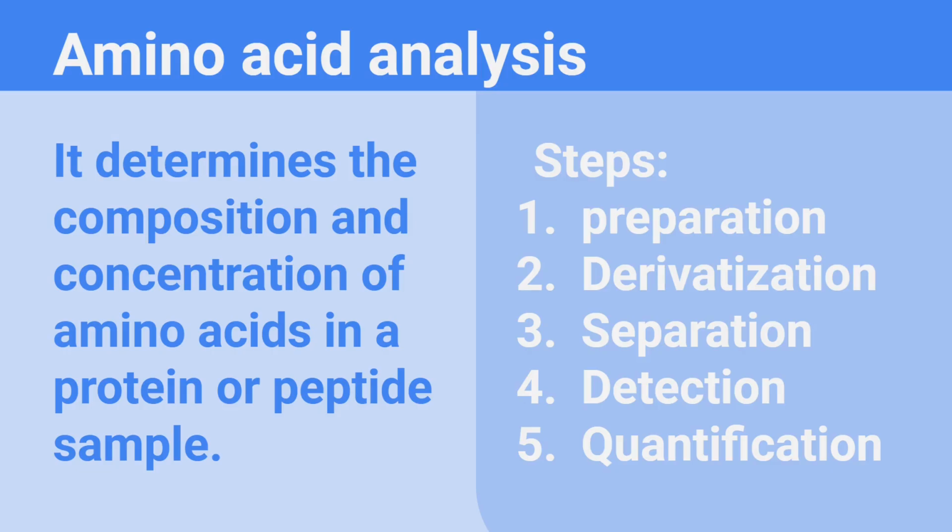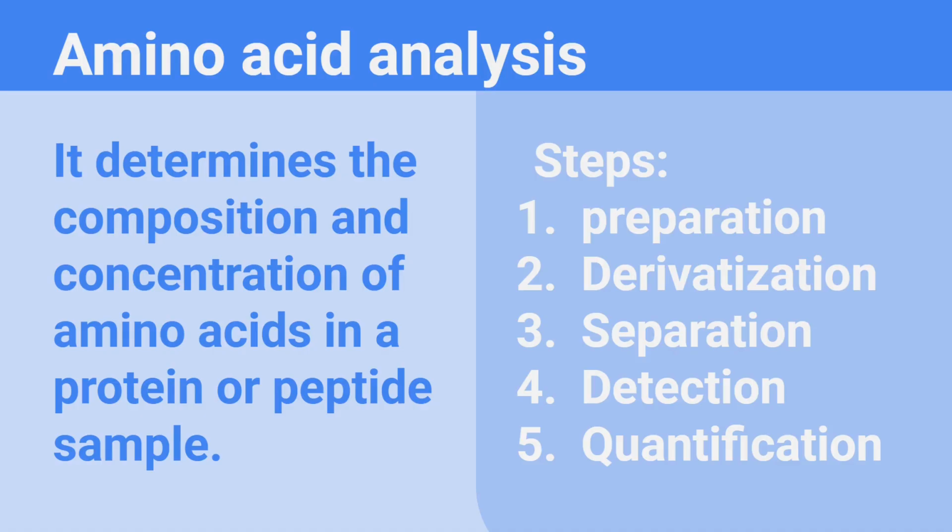Amino acid analysis is a laboratory technique used to determine the composition and concentration of amino acids in a protein or peptide sample. This information is crucial for understanding the structure and function of proteins, as well as for various applications in biochemistry, nutrition, and clinical research. However, this technique does not inform the order of amino acids in peptides and proteins. In fact, it requires another study that we will shortly cover.